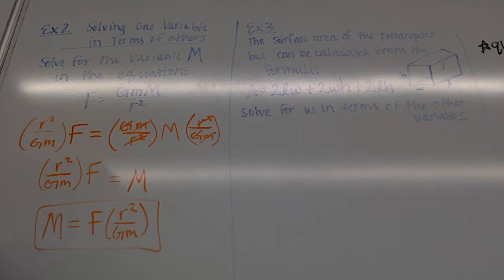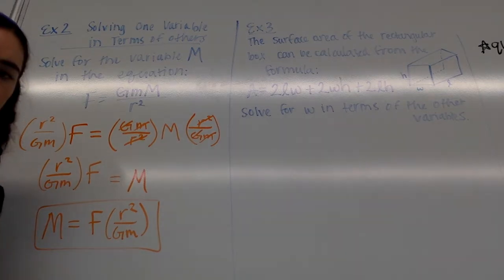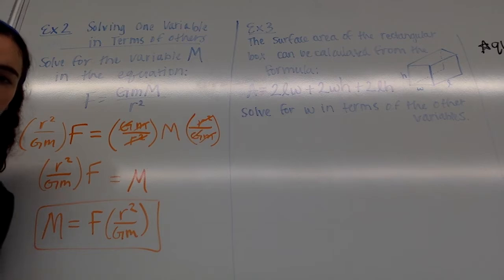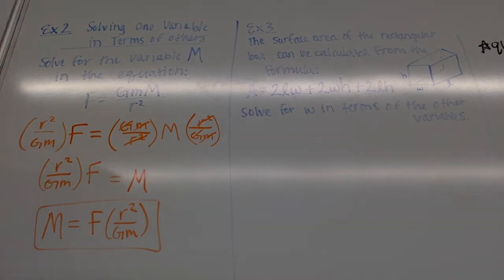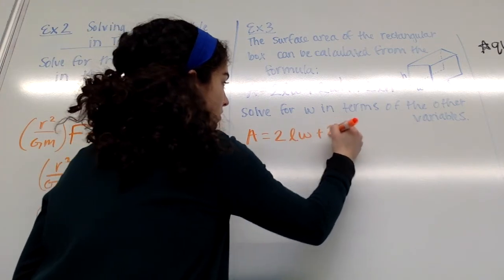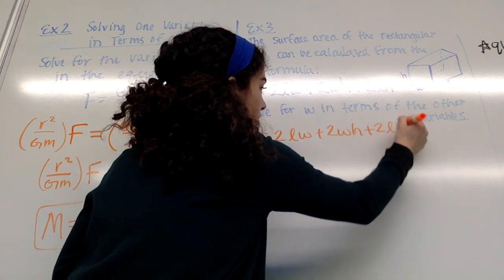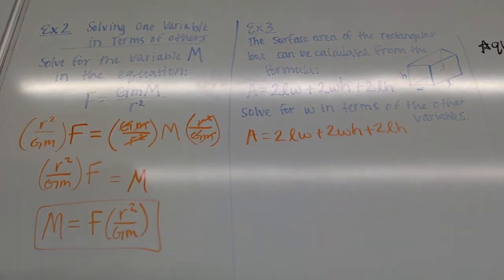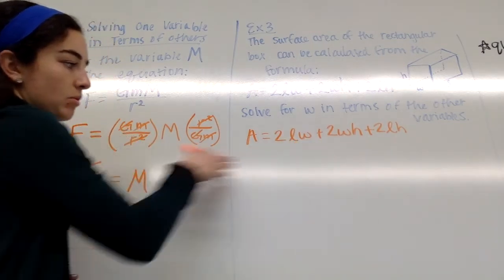Okay, and then example 3: the surface area of a rectangular box can be calculated from the formula A equals 2LW plus 2WH plus 2LH, and I'll rewrite that formula if you can't see it. I know the lighting is bad. So we need to solve for W in terms of the other variables. In this case, we want W to be by itself. So I'm going to rewrite the equation. We want the W by itself, so we're going to leave everything that has W on the right side, and we're going to move everything else to the left.